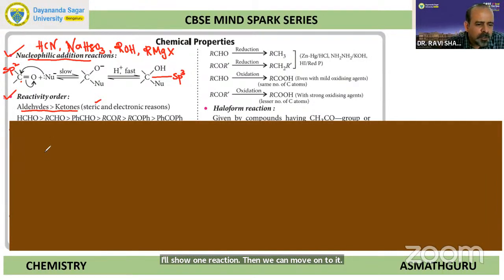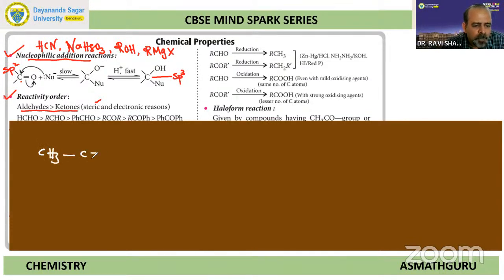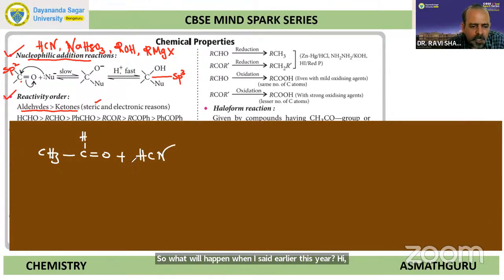Say I'll take acetaldehyde. So what will happen when acetaldehyde reacts with HCN, hydrogen cyanide? And always remember, this is what I told you. This is the carbon atom having positive charge.